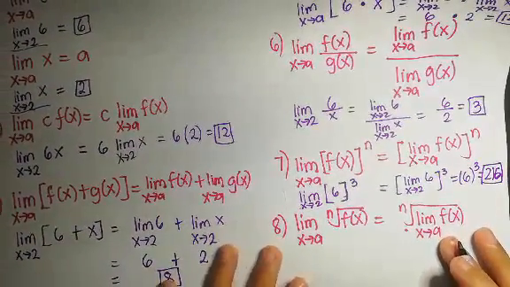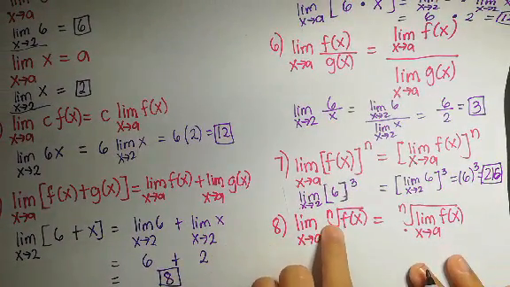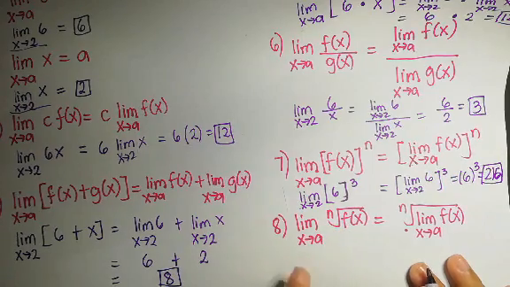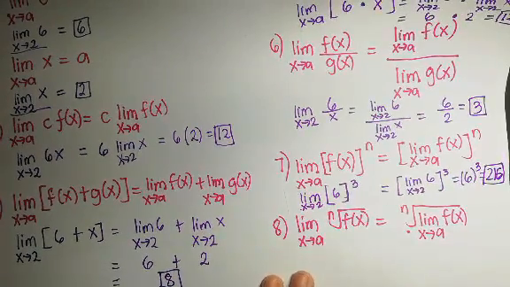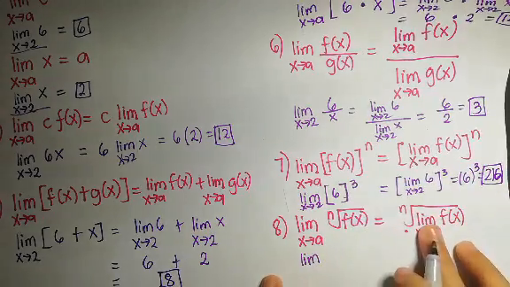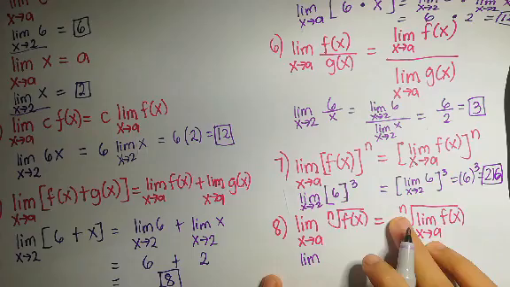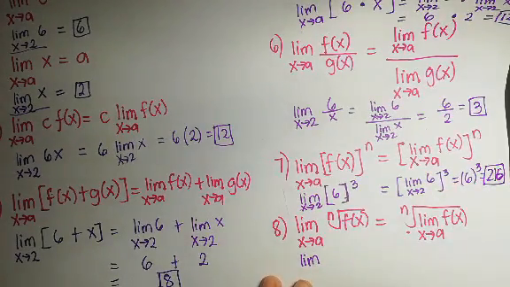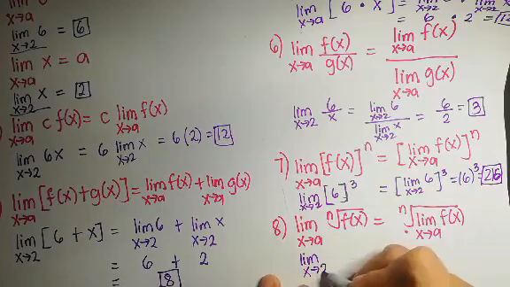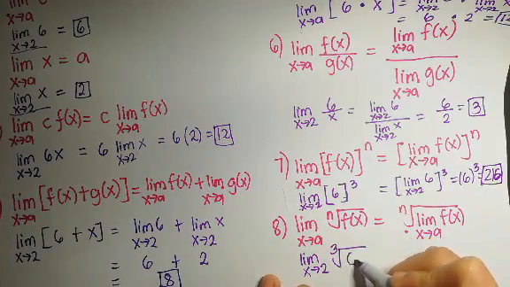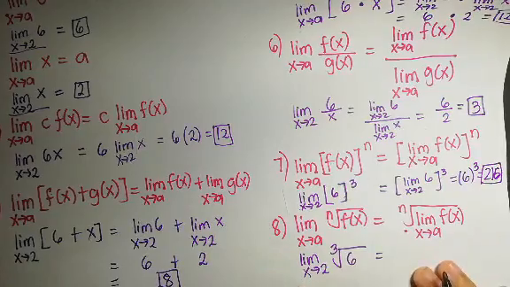Limit of the square root of n of f of x as x approaches a. Ano ba to? Simply, papasok lang limit mo natin yung loob bago natin i-express natin sa radical kung ano man yung nth root niya. So, x approaches to cube root of 6. Kasi ang f of x natin ay 6.